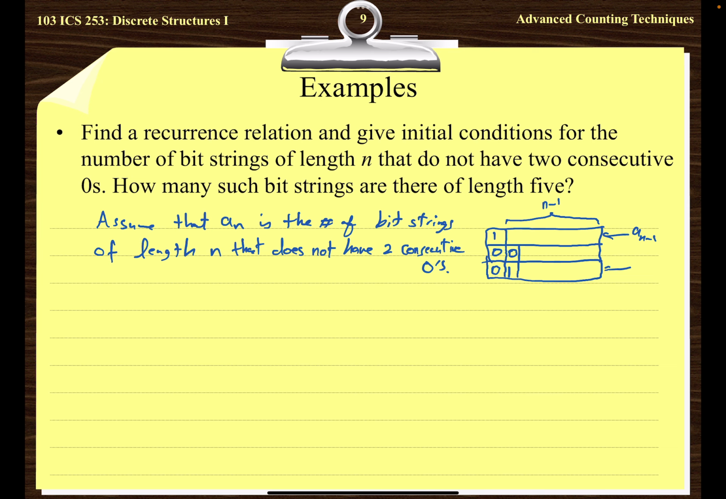an minus 2. Okay, do I have the total now? So what is an? It's an minus 1 plus an minus 2. Okay? an minus 1 plus an minus 2.